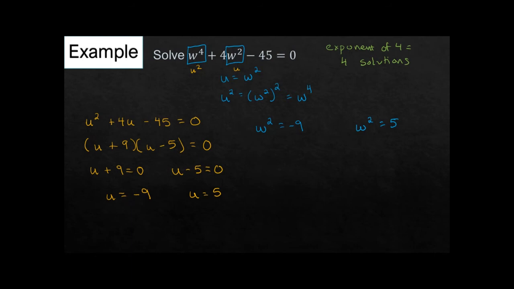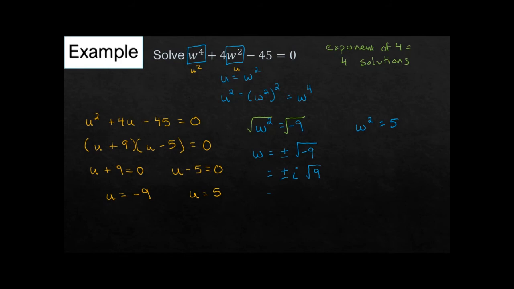So for w squared equals negative 9, I'm going to take the square root of both sides to solve. So I get w on the left, and then I get plus or minus the square root of negative 9. So this is where the complex numbers that we had to learn about come in. The square root of a negative means it's going to be an i. That's going to be complex numbers. So I'm going to put the i in front, and then we have the square root of 9.